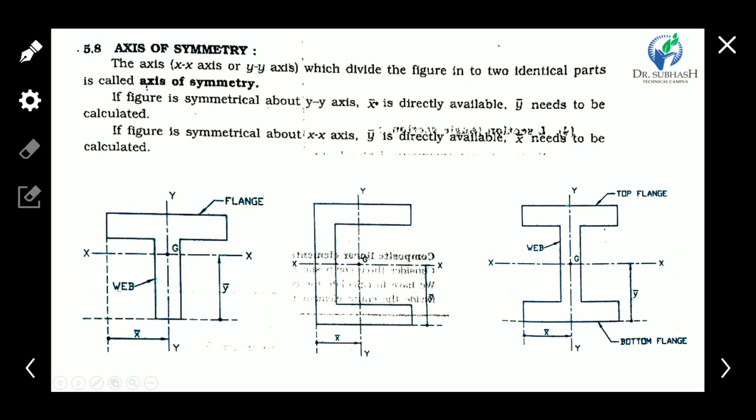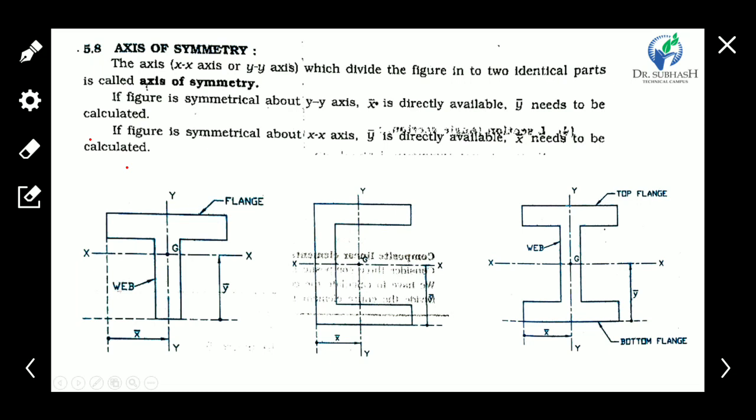Now axis of symmetry. The axis which divides the figure into two identical parts is called the axis of symmetry. If the figure is symmetrical about the y axis, then x bar is directly available and y bar needs to be calculated. If the figure is symmetrical about the x axis, then y bar is directly available and x bar needs to be calculated.